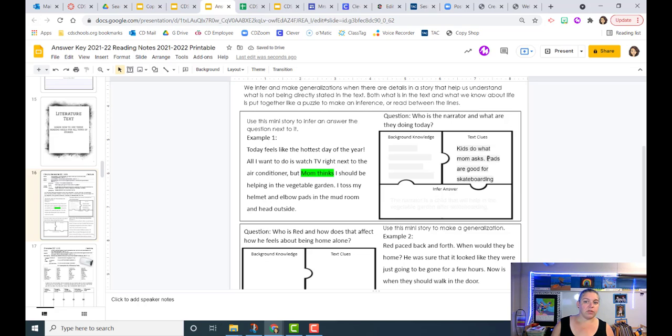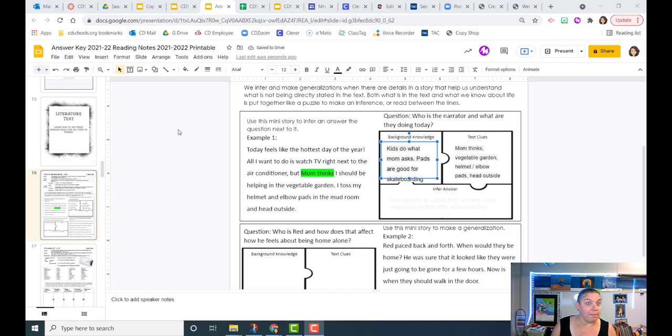So the kids ask Mom what to do. So I'm seeing this, and I had it backwards. My background knowledge is that I know that kids do what moms ask. I know that all kids are doing what their mom asks. That is happening. But my text clue is Mom thinks.